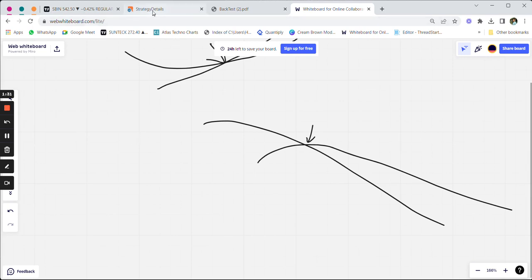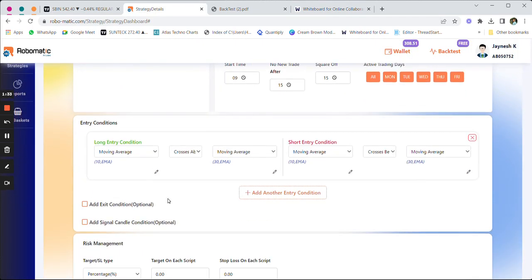Now, what we are using is two exponential moving averages, that is the 10 EMA as well as the 30 EMA here. Whenever the 10 EMA crosses above the 30 moving average, we are going to go for a long entry condition, and whenever the 10 EMA crosses below the 30 moving average, it is a short entry condition here.